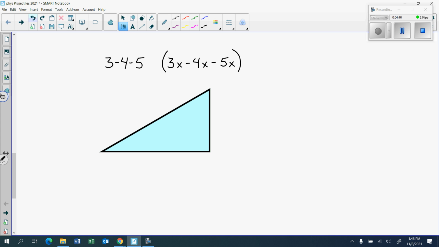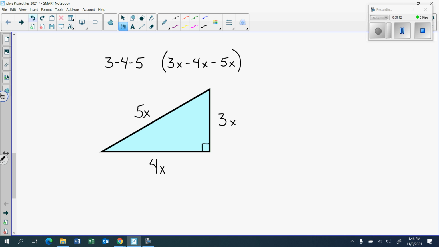The 3, 4, 5 references the lengths of the sides. So this side right here is 3x, this side right here is 4x, and this side right here is 5x. So obviously what I'm looking at here is not sides that have actual lengths of 3, 4, and 5 necessarily. They are in a ratio that relates them 3 to 4 to 5.